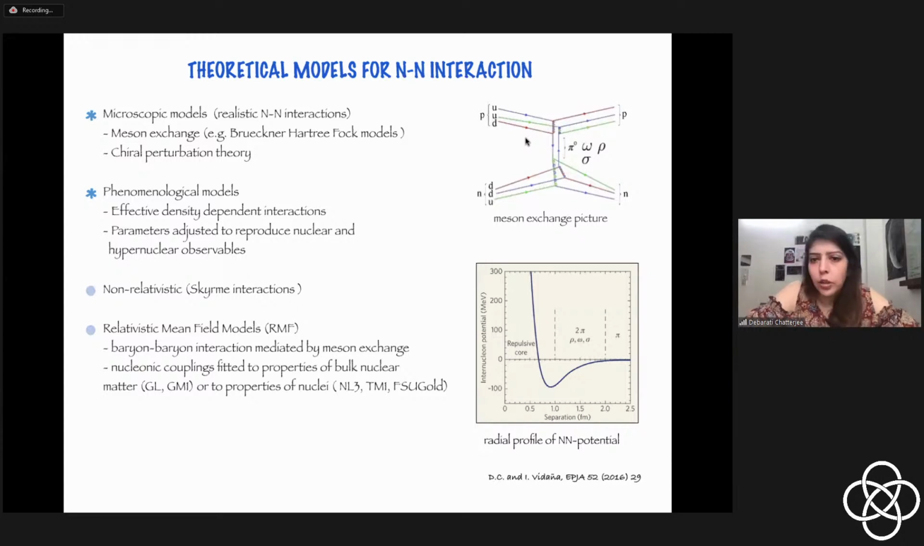There are also other models. There is another class of models, which is simpler. These are called phenomenological models. From the word phenomenological, you understand that these have to do with experiments. What is done is that these models have some effective density dependent interactions. The parameters of this model are free parameters and these are adjusted in such a way that they reproduce experimental observables, like what is measured in nuclear experiments or hypernuclear experiments. And again, these can be non-relativistic or even relativistic ones. So these are different classes of nucleon-nucleon interaction, how it is implemented into equations of state.